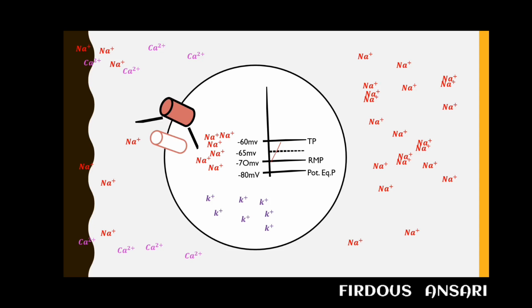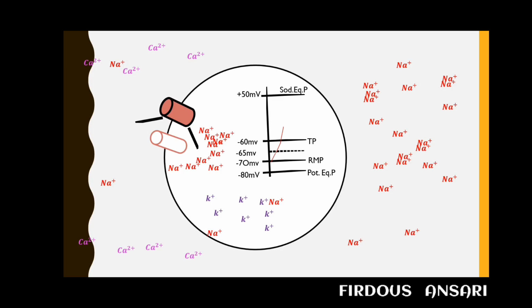Now, once this voltage gated sodium channel opens up, there will be a massive influx of sodium ions inside the cell. As a large number of sodium ions move inside the cell, what will happen to the voltage of this particular neuron? Yes, the voltage will keep moving to the positive side until it attains the sodium equilibrium potential. Suppose the sodium equilibrium potential is plus 50 millivolt. The meaning is the same as that of the potassium equilibrium potential: the sodium ions will keep moving inside the neuron until they reach this particular potential.